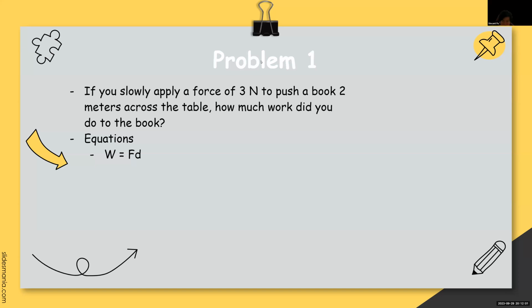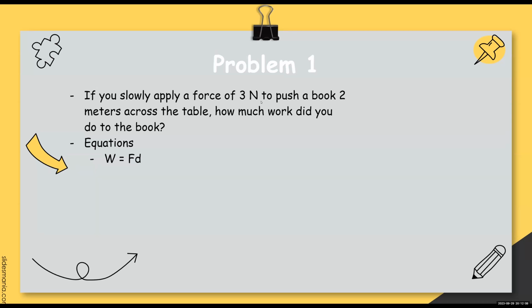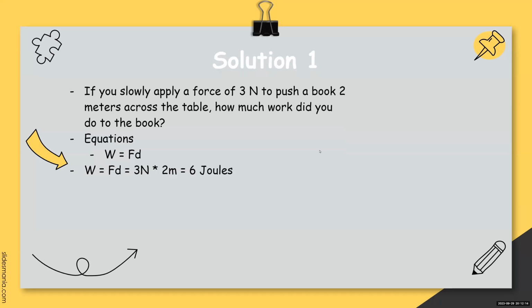Yeah, that's correct. He said 6. Good job. 6 is the correct answer. Since a lot of people got it pretty quick: work equals force times distance, as mentioned before. So we multiply the force, which is 3 newtons, by the distance, which is 2 meters, and we get 6 joules. Pretty easy problem there.